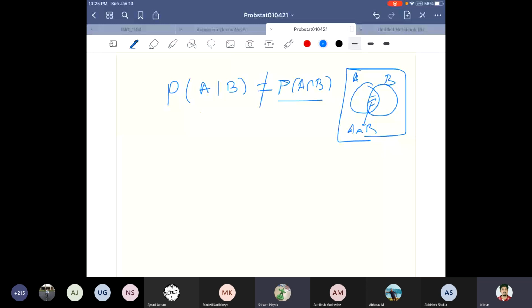Okay, see, this is a little non-trivial. It means, how does the occurrence of B influence the occurrence of A? So it is not equal to how much of it is inside this. For example, let's say you go to attend classes, and suppose some days it is raining. Now, given the fact that it is raining, what is the probability that you will go to the class?